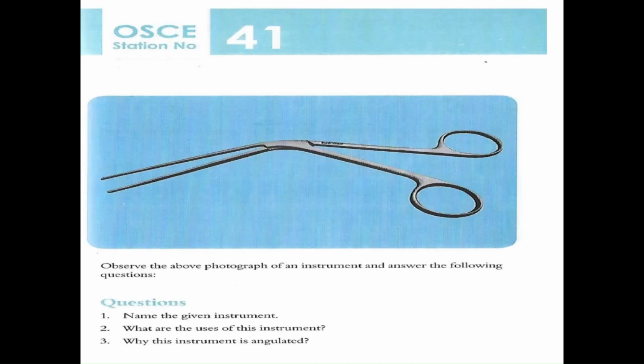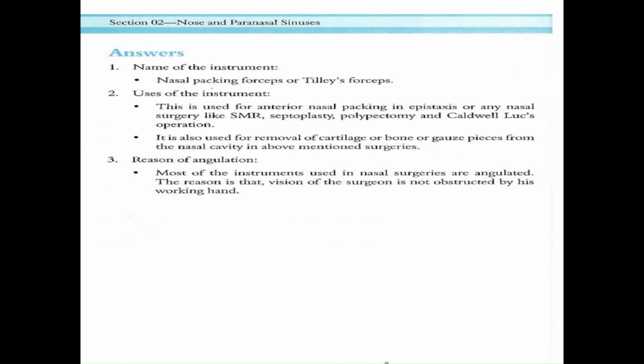Observe the above photograph of an instrument and answer the questions. Name the given instrument and its use. Why is this instrument angulated? It is Tilley's dressing forceps. Used in anterior nasal packing, any nasal surgery, and removal of cartilage and bone or gauze pieces from the nasal cavity. The instrument is angulated so that the vision of the surgeon is not obstructed during surgery.